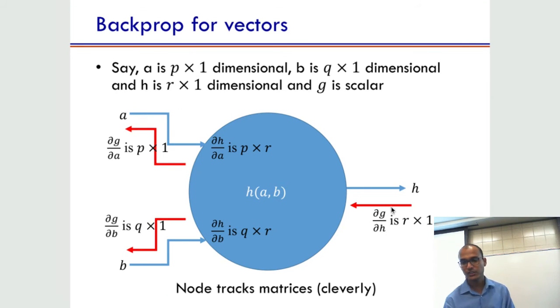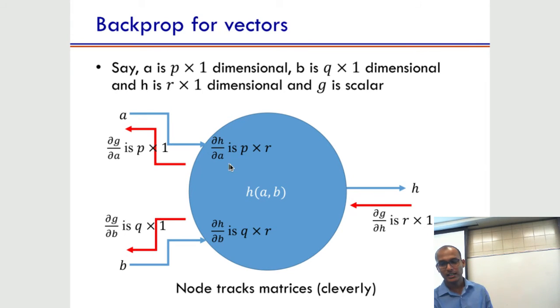So what you do is take the local gradient of h with respect to a. If a is a vector and h is a vector, then the gradient of this vector function with respect to a vector is going to be a matrix. It's called the Jacobian. I don't know how many of you remember some calculus, but it's called a Jacobian. It's going to be a P cross R matrix, where P is the dimensionality of a and R is the dimensionality of h, so it has R columns and P rows.